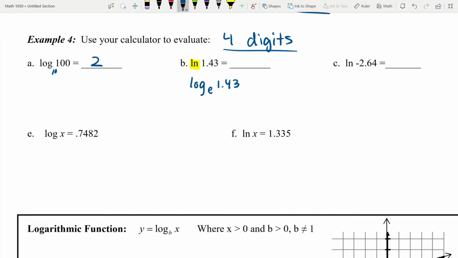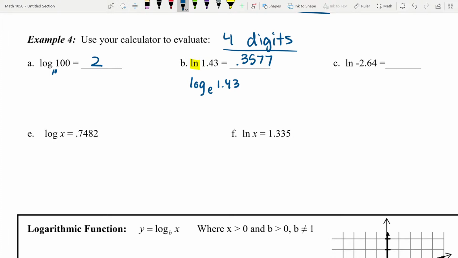Do I really have to hit log base E? No, because there's an ln button right there. So everybody go ln 1.43, hit enter. We're going to round it to 4 digits. That's 0.3577. Never round unless instructed, because it's not perfect.